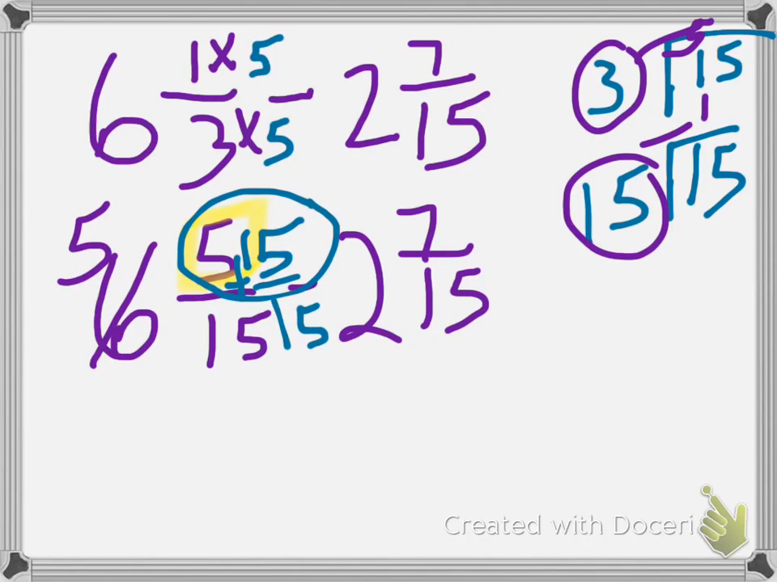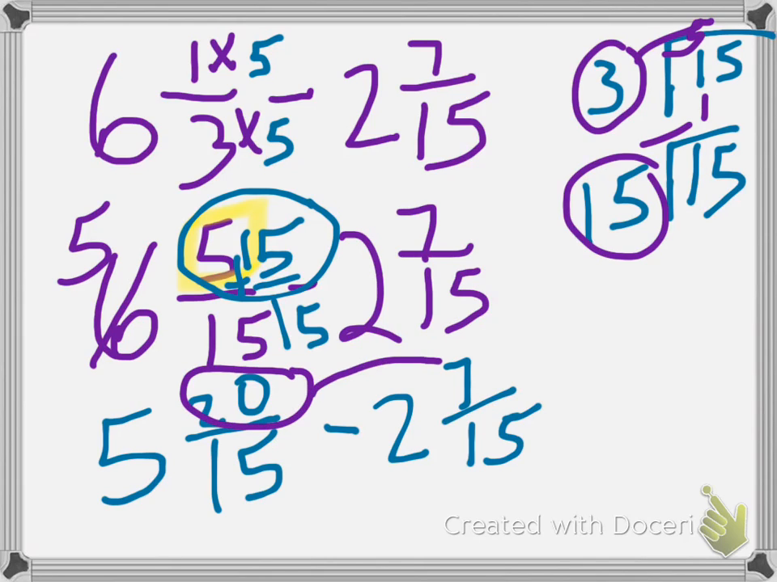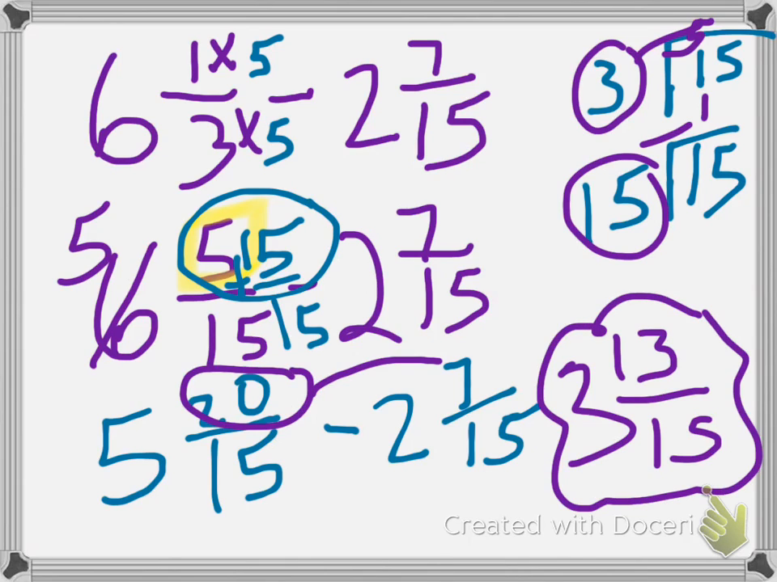So 5 and 20 over 15 minus 2 and 7 over 15. Now I'm ready to subtract. So 20 take away 7 is 13 over 15, and then 5 take away 2 is 3. So you get 3 and 13 15ths.